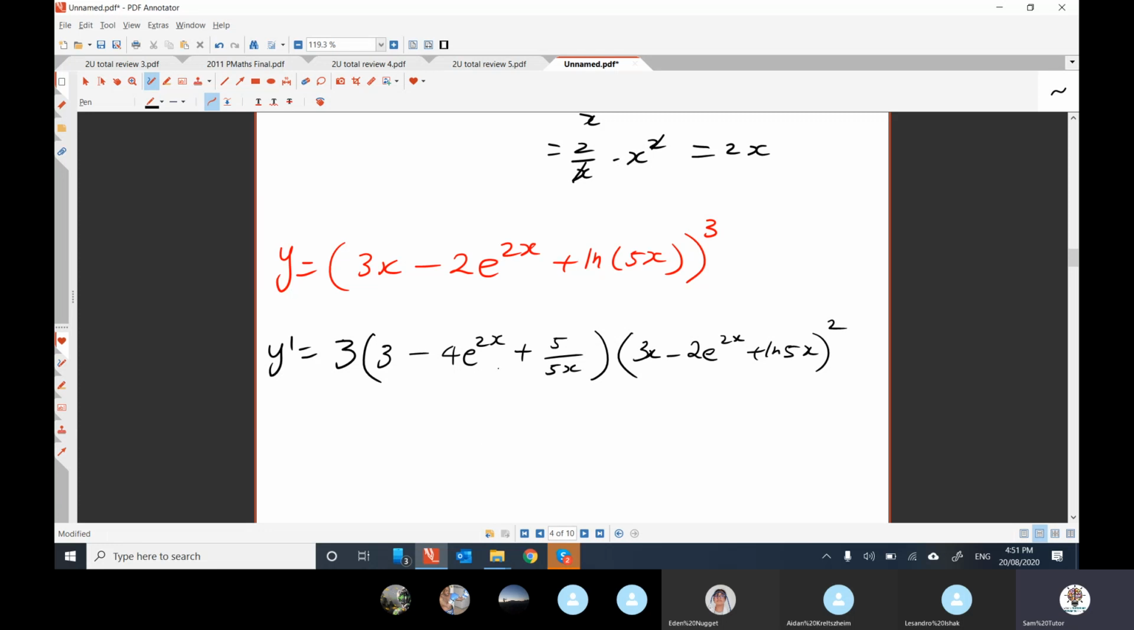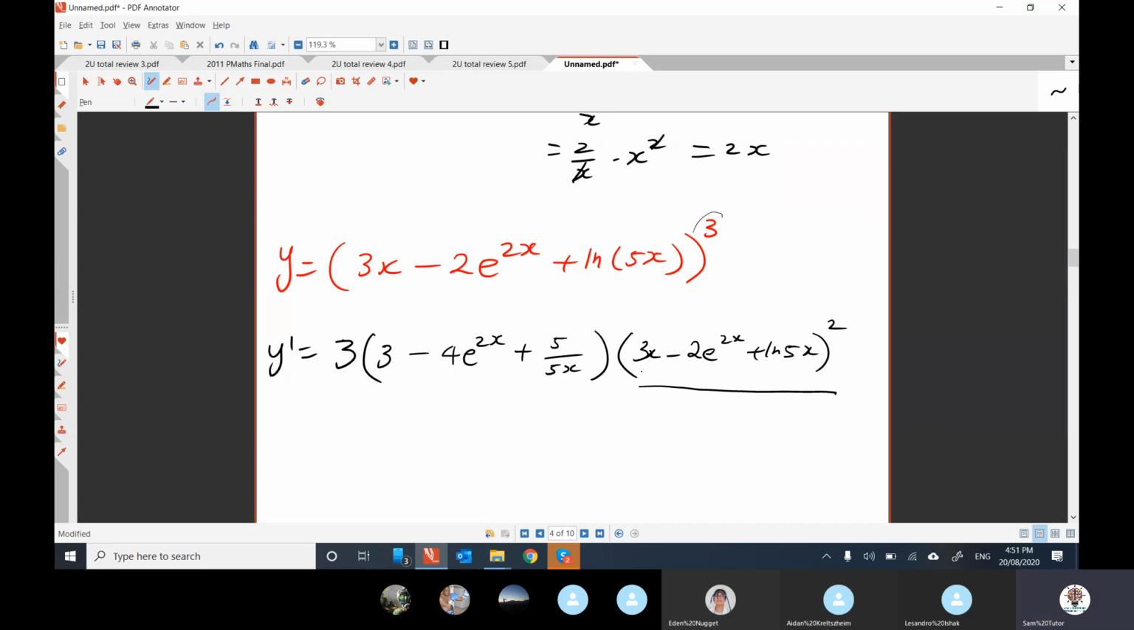I think that's right. So all she's done is she's brought the 3 down. We agree with that. She wrote the bracket again, took away 1 from the power. Do we agree with all that? That's normal chain rule, multiplied by the derivative of the inside.